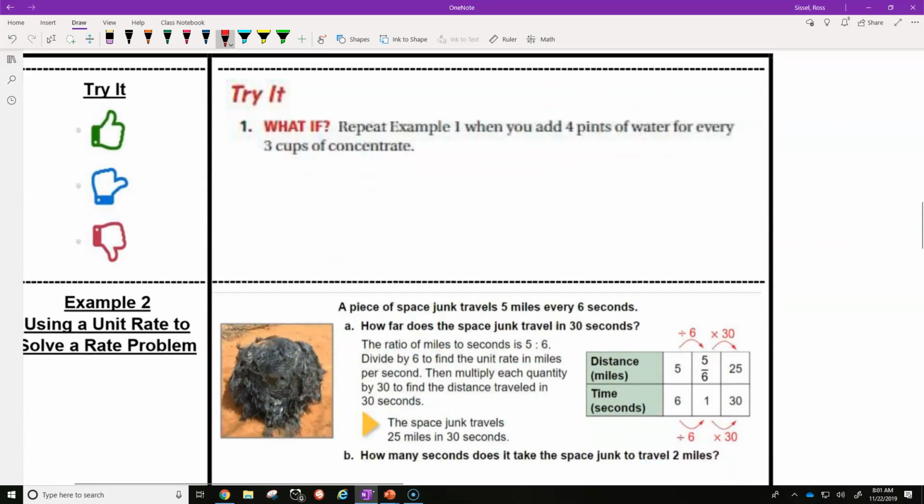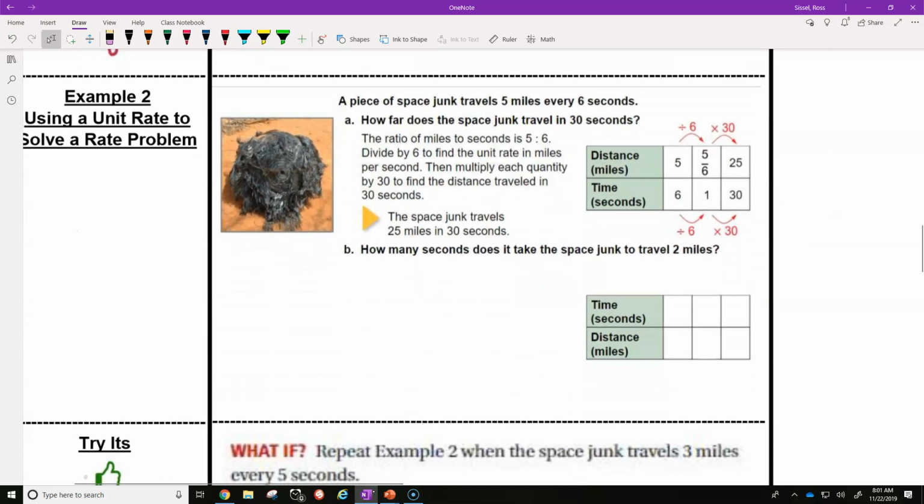Now, instead of our try it, we're just going to go to this example 2. We're not going to do try it right now because we got a bunch of examples. How about 4 activities for you?